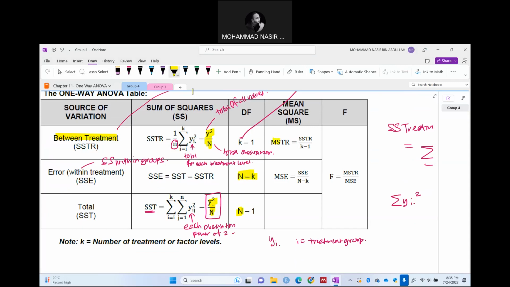And for mean square treatment, the concept is the same as previous. We divide sum of square treatment by degree of freedom for treatment. For mean square error, we divide sum of square error by degree of freedom. And the value of F is mean square treatment divided by mean square error. Okay. Any questions so far regarding one-way ANOVA?